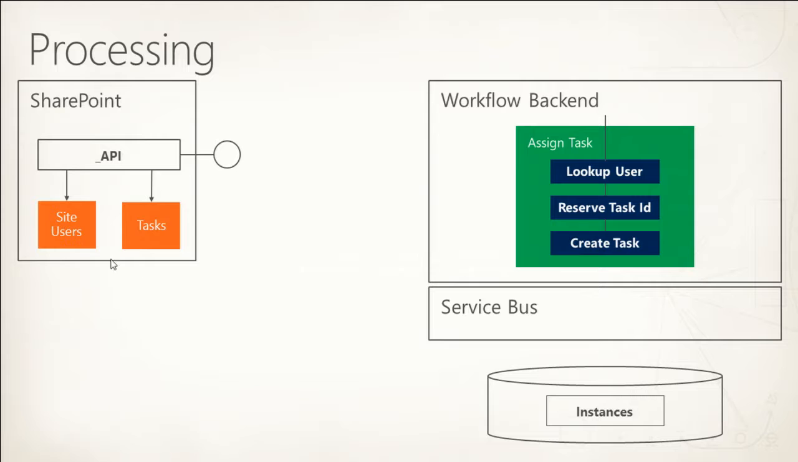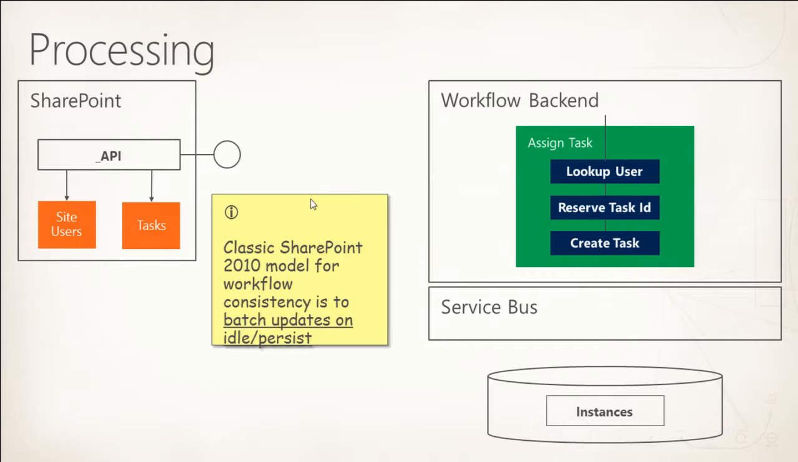deployment. So in this case, this is the part of the workflow that was creating a task. We have our site users, and then we have our tasks, and we have our API in SharePoint. So let's see what happens when the workflow is running and it wants to create a task. The first thing it's going to do, over here on the right, you can see that we're going to look up a user as the first thing, and then we're going to go ahead and do some things to create the task item.